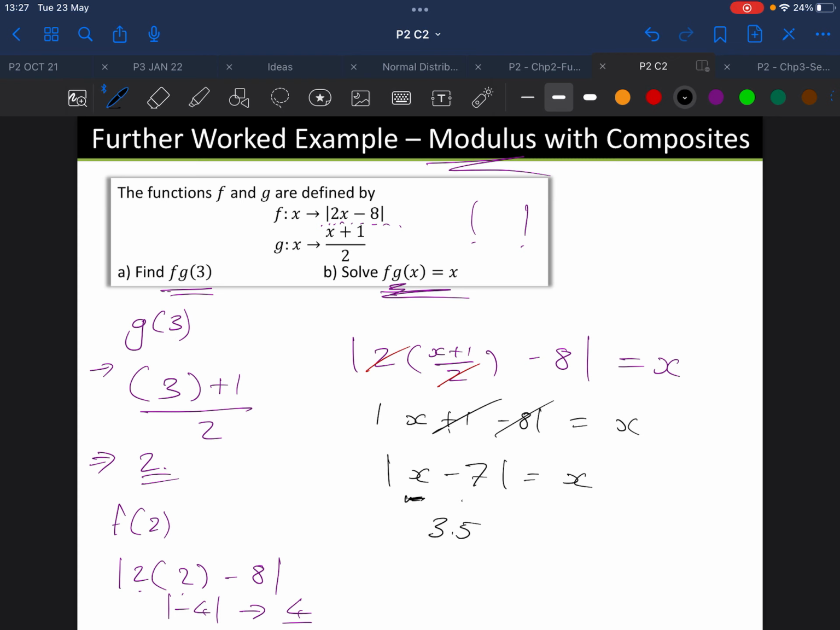What about 3.5? 3.5 take away 7 is minus 3.5. And then when you make that modulus, you get 3.5. Okay? So just for now, I'm doing this one a bit informally, but that's how you would do it. You wouldn't really get questions where you're solving so much with these modulus brackets, though. It's more questions where you have a number that you should get used to.